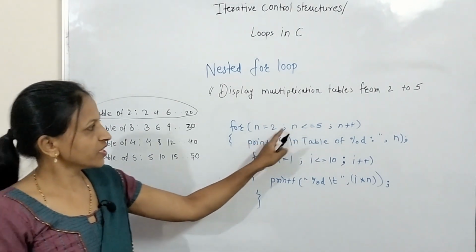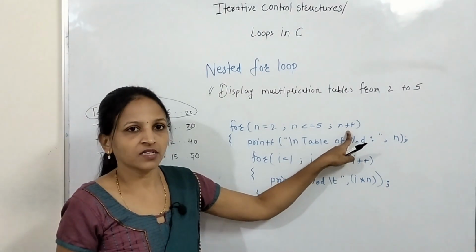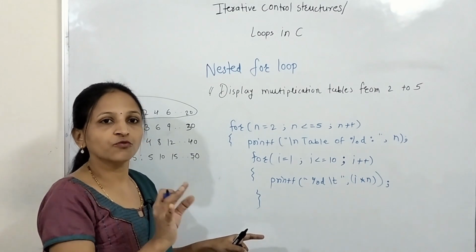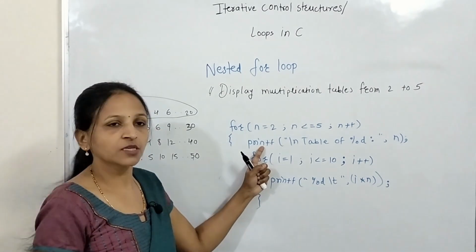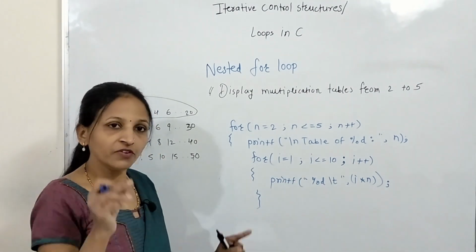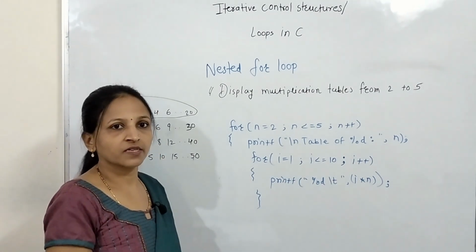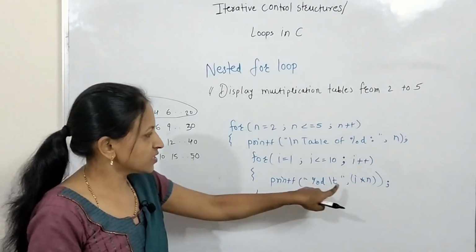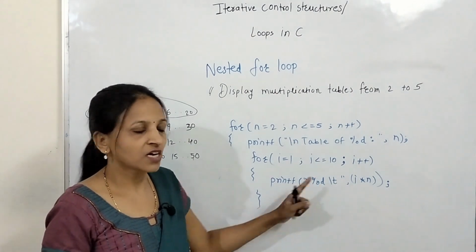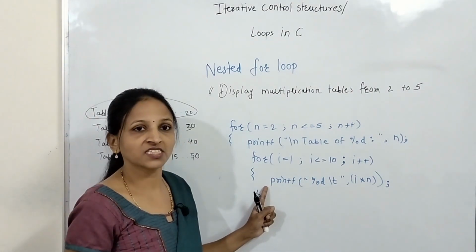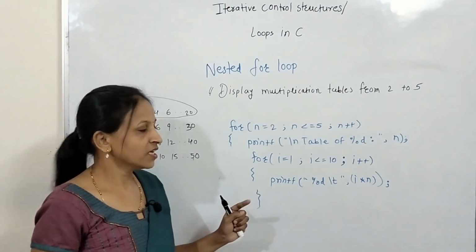Okay, every time we are incrementing the value of n by 1. That's why it will work for 2 to 5, means 4 times, and this statement will get executed 4 times, and this for loop will get executed 4 times. Okay, and for the first time this statement will get executed 10 times, again 10 times, again 10 times, again 10 times. Actually this statement will get executed 40 times in this way.